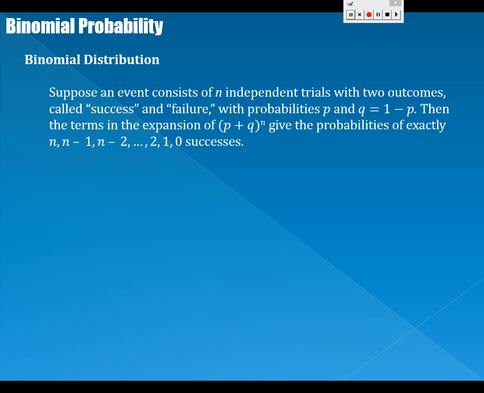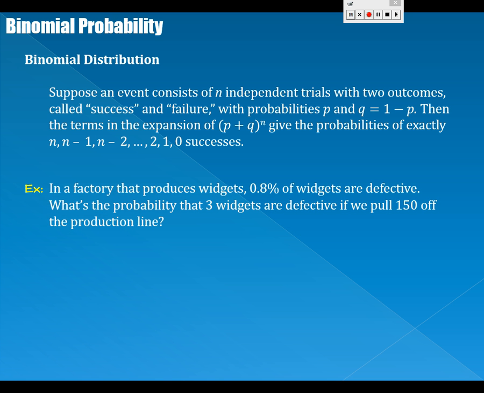Do they or do they not fail? In the example we're going to do in a minute, do we pull a widget off the line that's either a functioning one or a defective one, right? And each one of those things is going to be associated with a probability. So if one of the things doesn't happen, then the other does. Probability is P and 1 minus P, right?